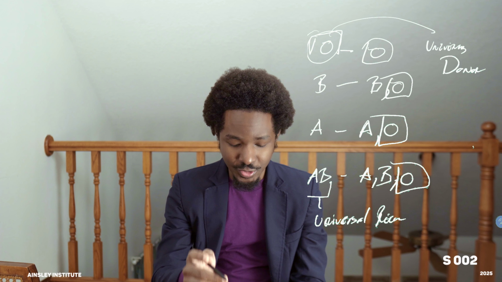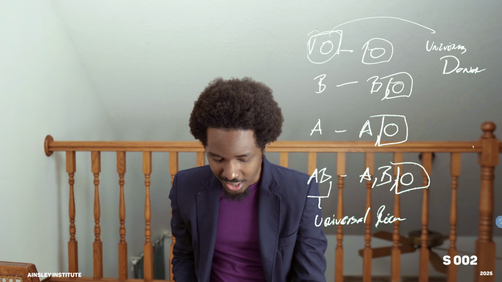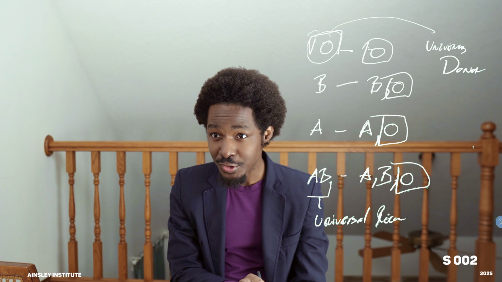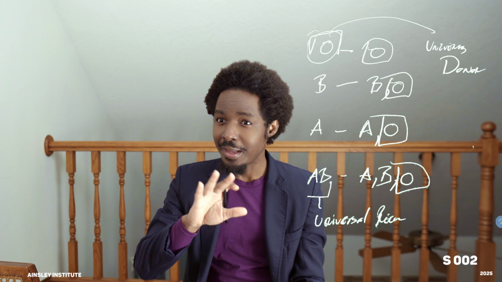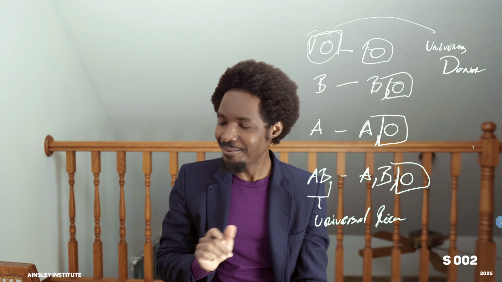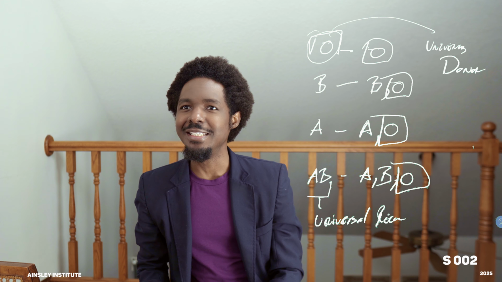So the O person is the universal donor, which means that they can give to anybody. And the AB person is the universal recipient, which means they can receive blood, the packed cell portion of the blood, from anyone. All right? That's all we need to bear in mind at this moment in time.